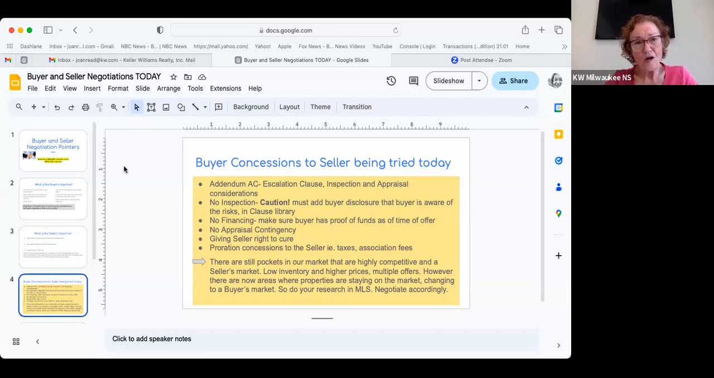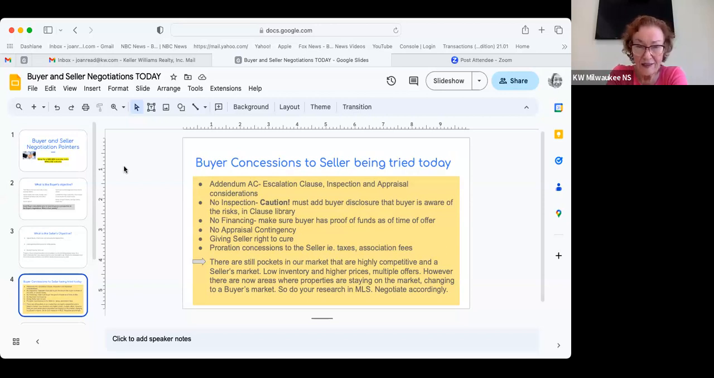But these are all negotiation tactics in a competitive market where you're trying to beg the seller to choose your offer over several other offers. These are not considered smart concessions in a regular market. They will be, as I said, gone in a buyer's market. But right now, if we're still in a competitive market pocket of the city, you're going to have to give these things up to the seller in order to get your offers chosen.